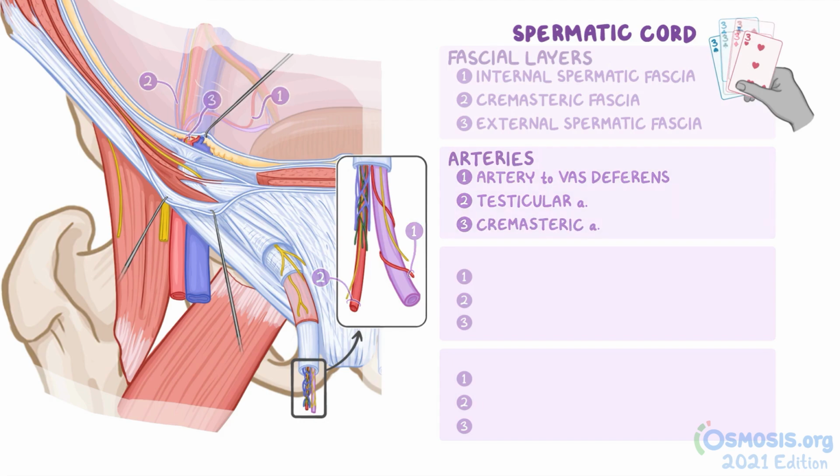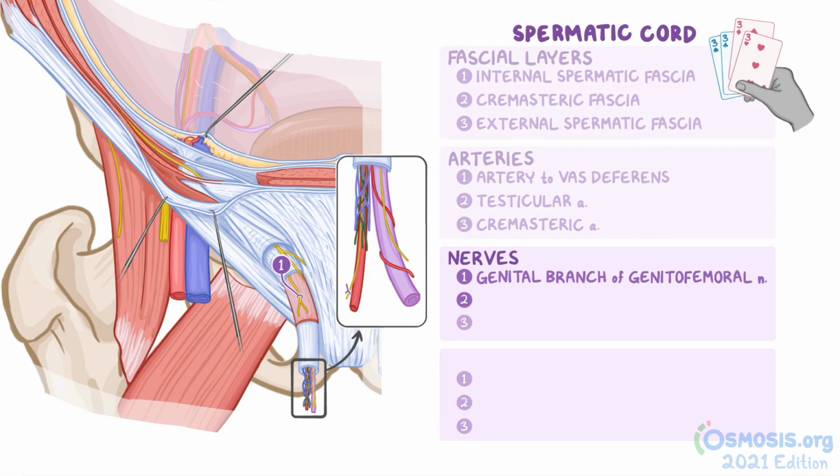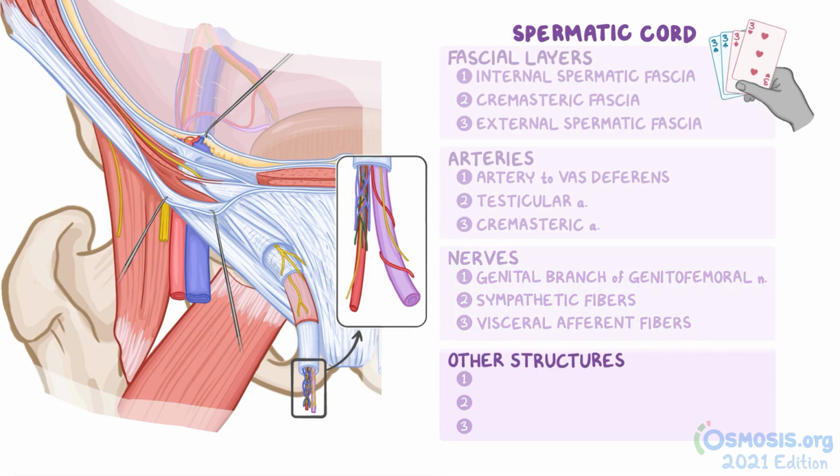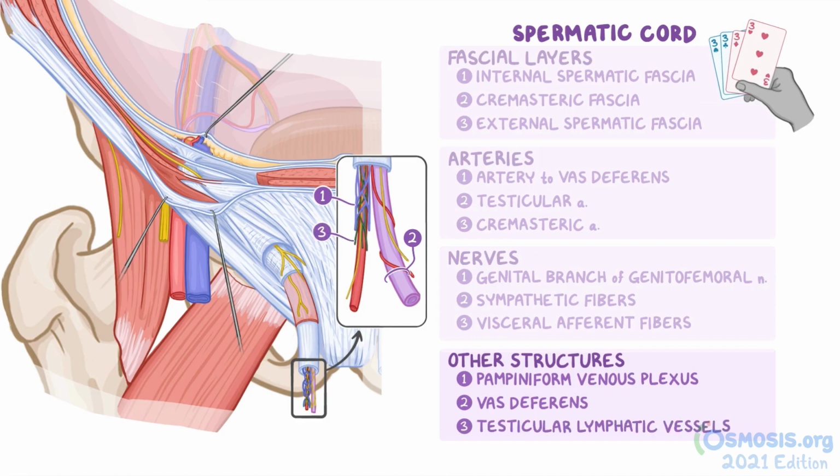Next up are the 3 arteries, namely the artery to vas deferens, the testicular artery, and the cremasteric artery. Then there are the 3 nerves, which are the genital branch of the genitofemoral nerve, sympathetic fibers, and visceral afferent fibers. Finally, there are 3 other structures: the pampiniform venous plexus, the vas deferens, and the testicular lymphatic vessels.